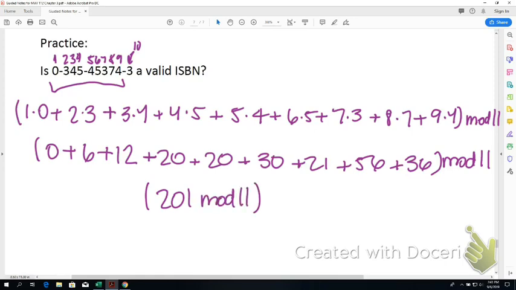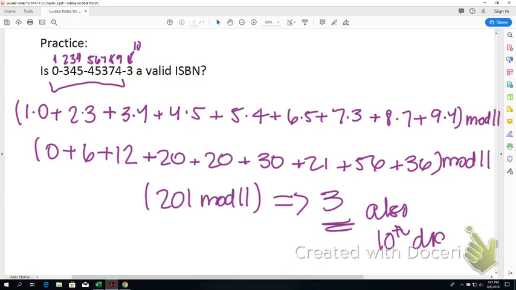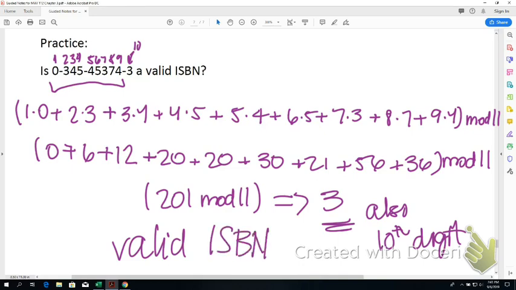Now you can practice getting the remainder with whichever method you prefer, but in the end, you should get 3. And it just so happens 3 is the 10th digit. Because it's the same as the 10th digit, it's a valid ISBN.